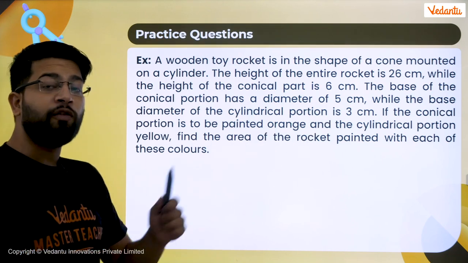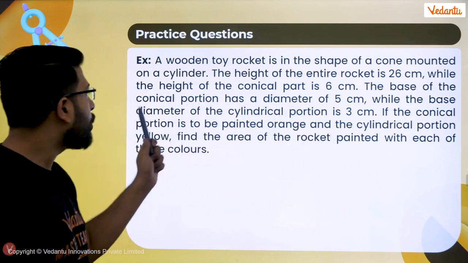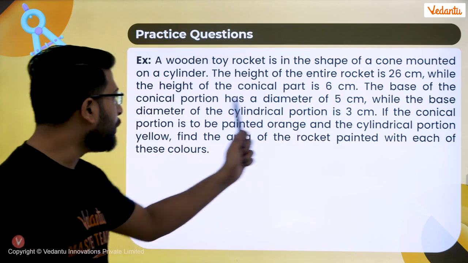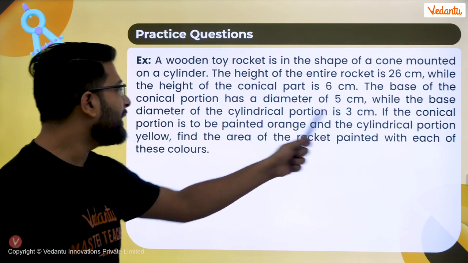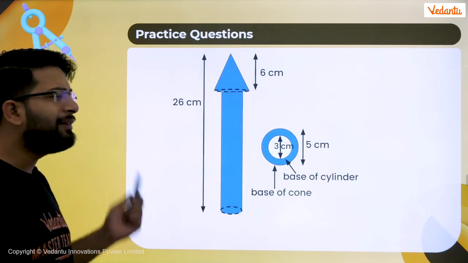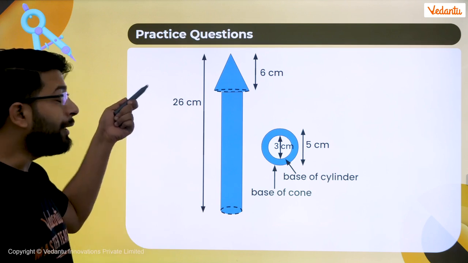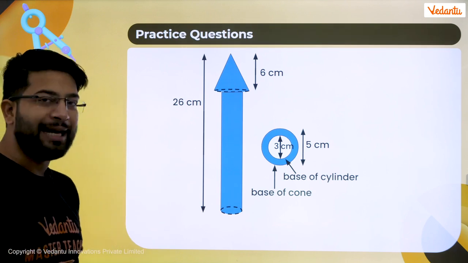That means the diameter of the conical part is larger than the cylindrical part. If the conical part is to be painted orange and the cylindrical portion yellow, find the area of the rocket painted with each of these colors. So, very easy question, champ. The figure will be something like this. Now make sure that the conical portion diameter is larger than the diameter of the cylindrical portion.